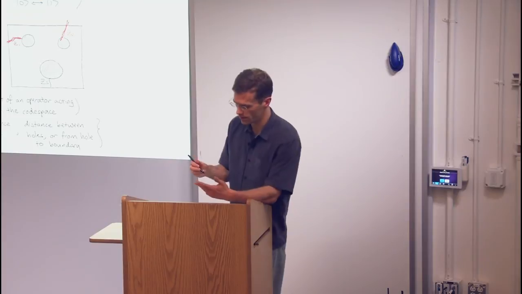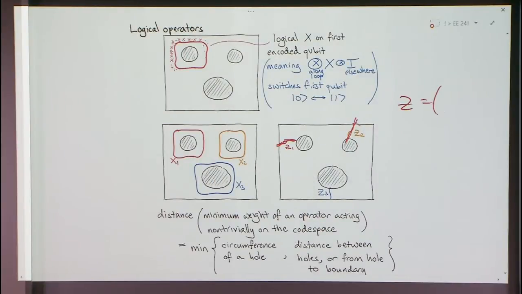The reason they're the Z's is that Z is the matrix 1, 0, 0, minus 1. So logical Z should tell you the difference between encoded 0 and encoded 1 in the phase. And that's what these guys do.